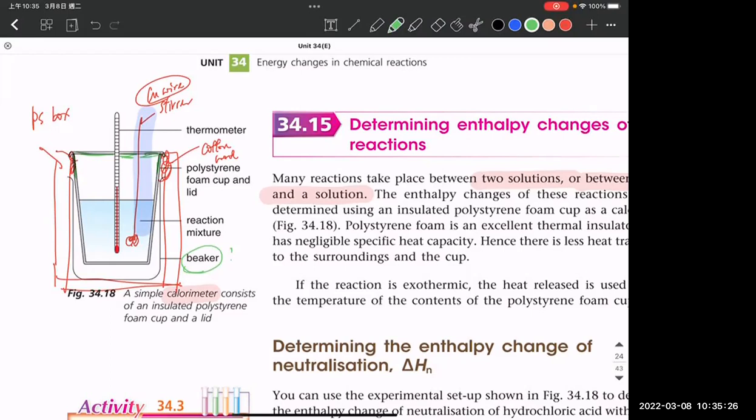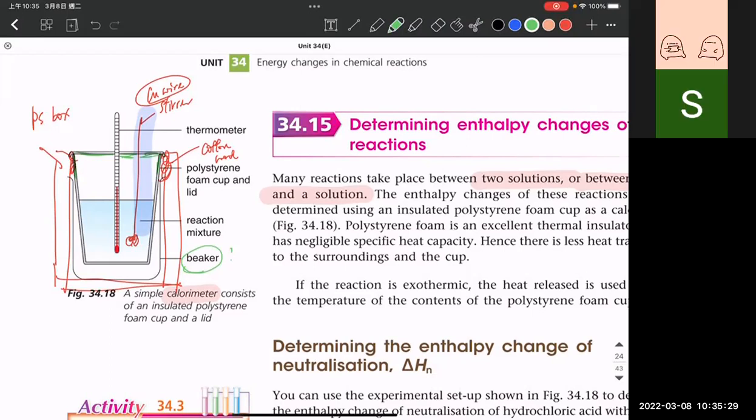Are you here? Yes. Tell me the purpose of such a design, the one we show in the video or the one shown in the book, all right? We'll use mainly cotton wool and/or polystyrene cup or polystyrene material. To prevent heat loss. Yes, the heat loss. Heat loss to where? To the surrounding air and the cup.